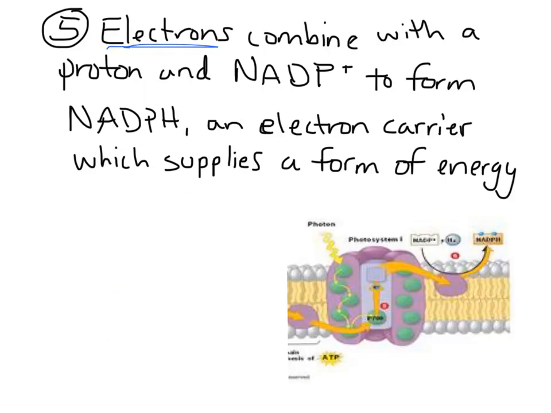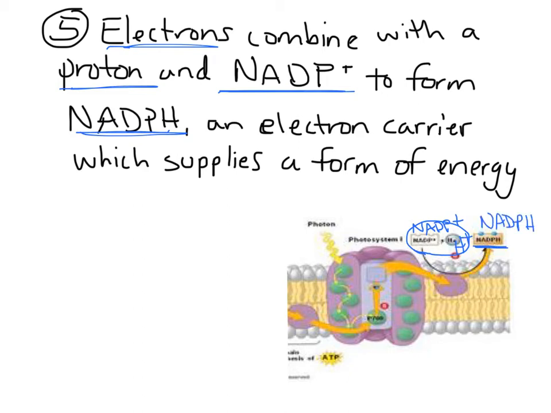So the electrons combine with a proton and NADP+ to form NADPH, and that's this right here. So we have NADP+, and then this is a H+, and what we get at the end is NADPH. This is a carrier molecule. It's going to carry that electron, it's going to carry that hydrogen over to the light-independent reaction, and it also has some energy within the bonds.